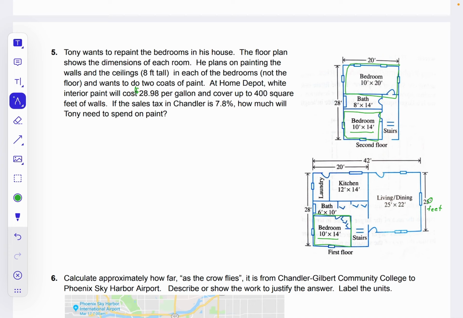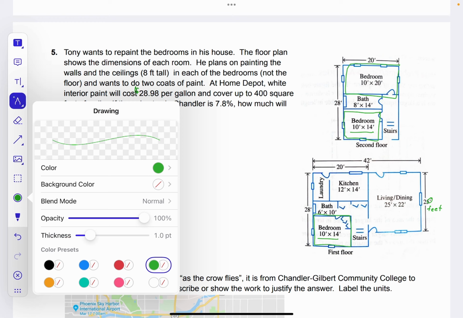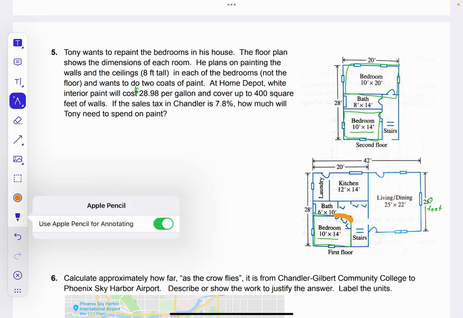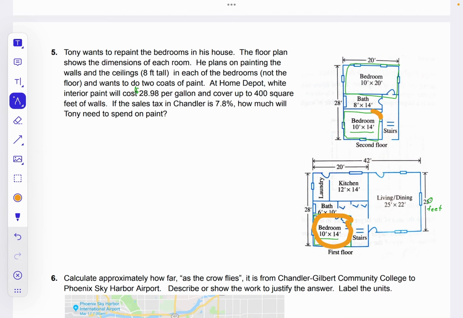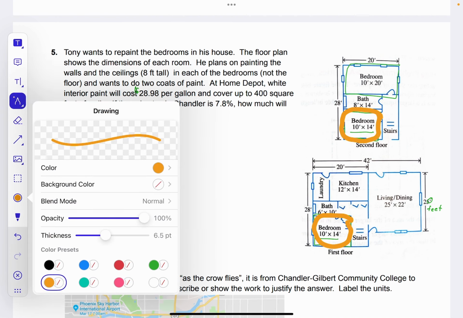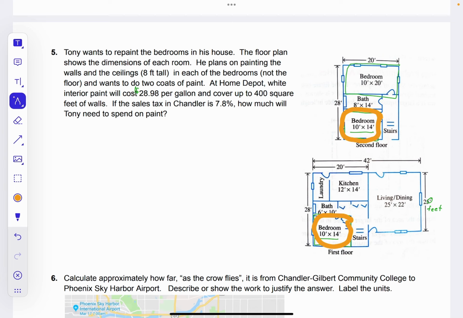So for example, I'm going to color code. We're going to call this room and this room, we're going to do our work in this gold color. They're the same size room, so it's going to be the same.